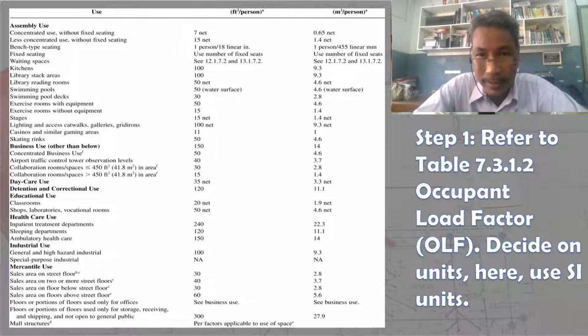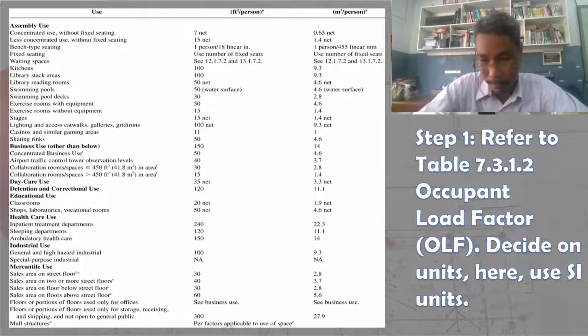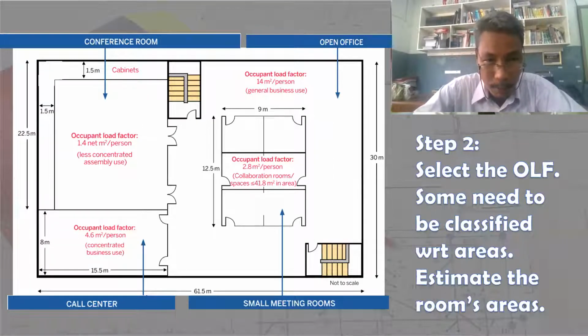So by that assumption, let us just pick the value 1.4 square meter per person that would classify our space as less concentrated use, basing on from the fact that we already know it with a discussion with the owner of the building. Okay, so in this particular example, let us assume that happened. Okay? So therefore, 1.4 square meter per person for our conference room. So next is about open space.